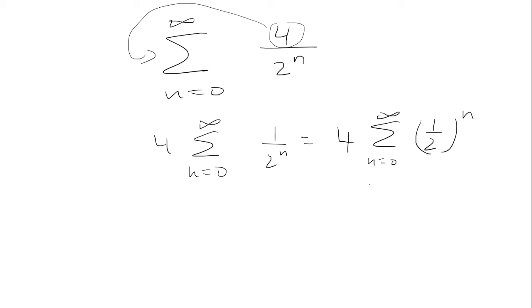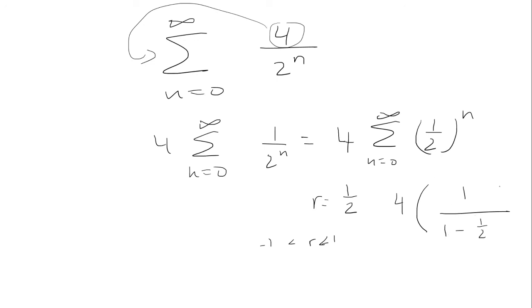Okay. Clearly, this is a geometric series with ratio 1 half, and we know it's going to converge because r is between -1 and 1. And if you want to actually find the sum, well, you can factor out the 4. First term is when n equals 0, so that'll just be 1 over 1 minus the ratio, which is a half.